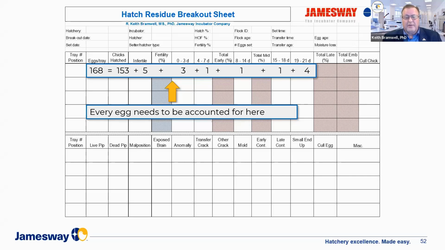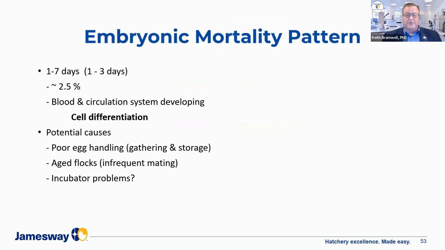Again, making sure we have accurate data, because we don't want to start making decisions on data that is not accurate, because that will lead us in the wrong direction if we're trying to troubleshoot. Looking at our mortality patterns, in the first 7 days, about 2 to 2.5% mortality is normal. Again, like I said, the cell differentiation is a big factor right there. Most of the time, that's why we have these early mortality losses.